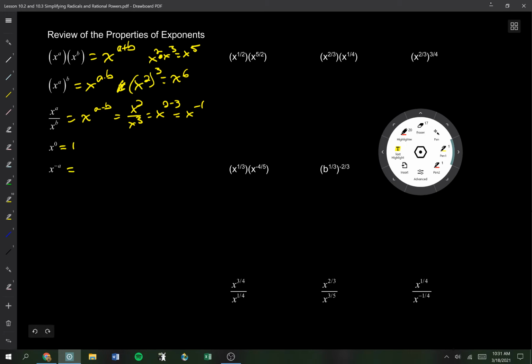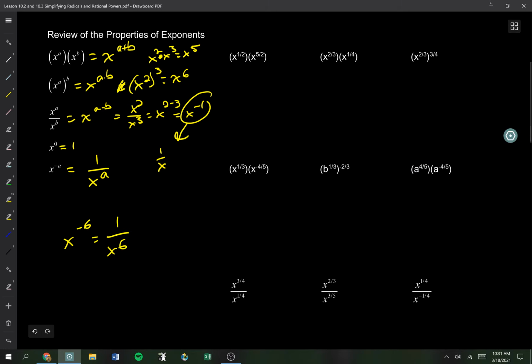And negative powers flip fractions. 1 over x to the a is the same thing as x to the negative a. So here I had x to the negative 1. That becomes 1 over x. If I had like x to the negative 6, that becomes 1 over x to the sixth. So negative powers flip fractions. We're going to take all of these properties right here and apply them in the exact same manner to problems like this that have fractions instead of whole numbers.